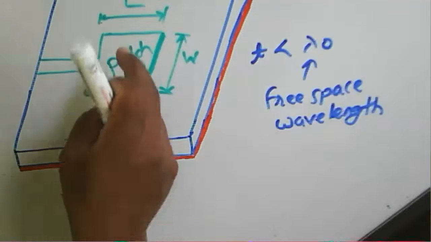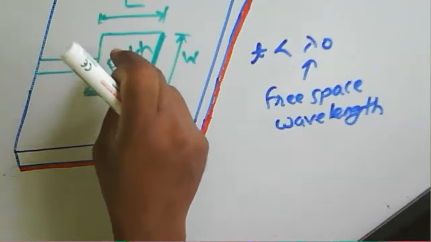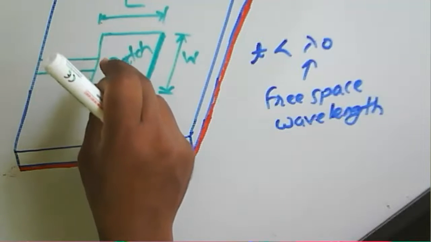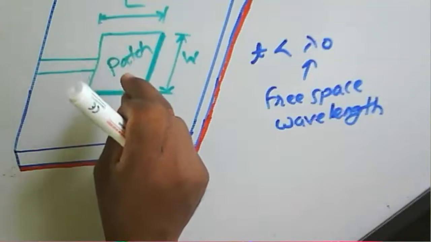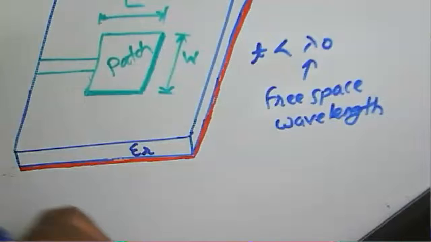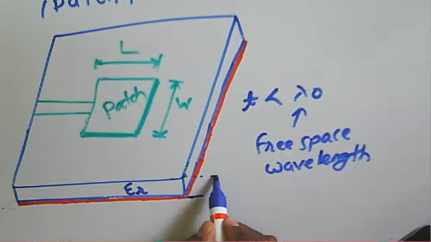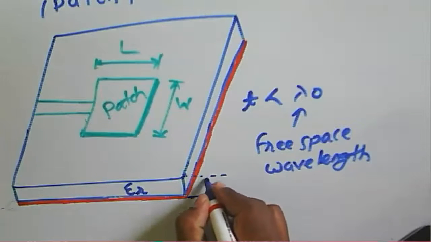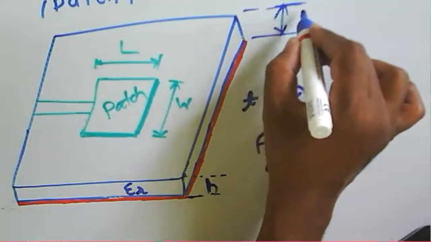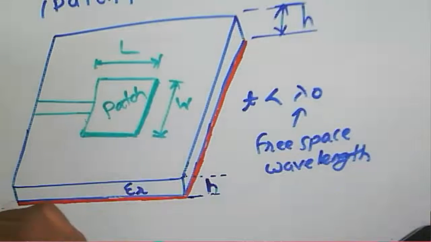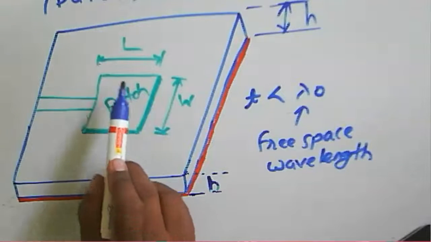In general, this patch is a metallic patch. The length is very small and usually depends upon the height of the substrate. This is the height of the substrate. So the height of the substrate, the length and width, and the thickness of the patch are the three factors to be considered.